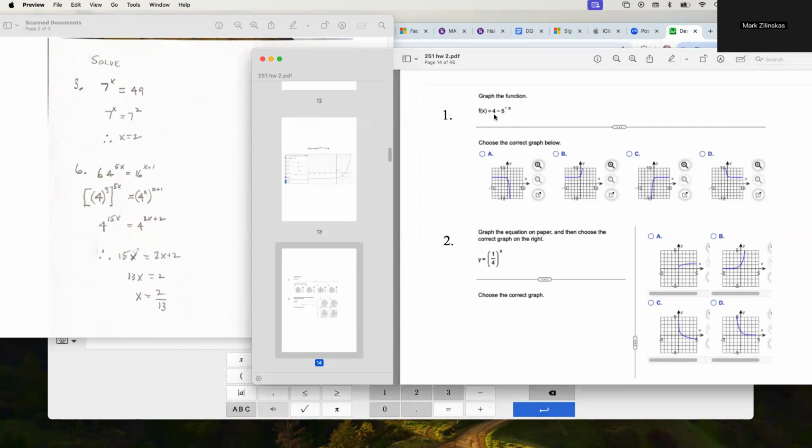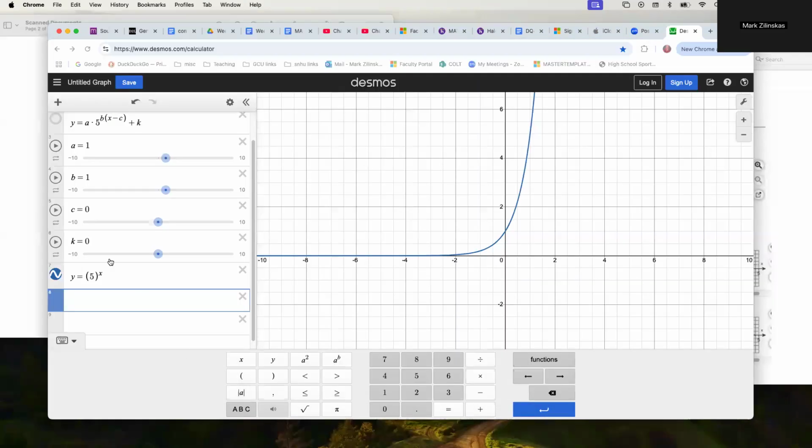And we did talk about transformations, and specifically translations, in the other video. So, what effect does this 4 and that negative and this negative have on the graph of 4 minus 5 raised to the negative x? Well, that's kind of what I have over here.